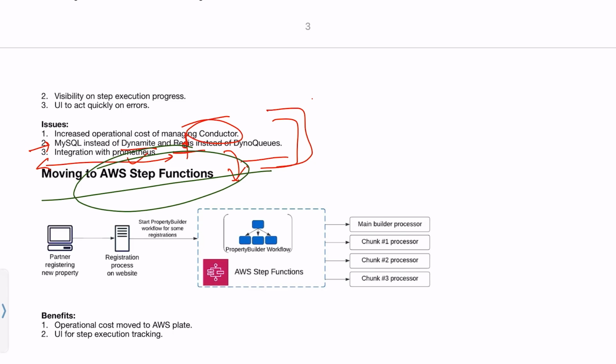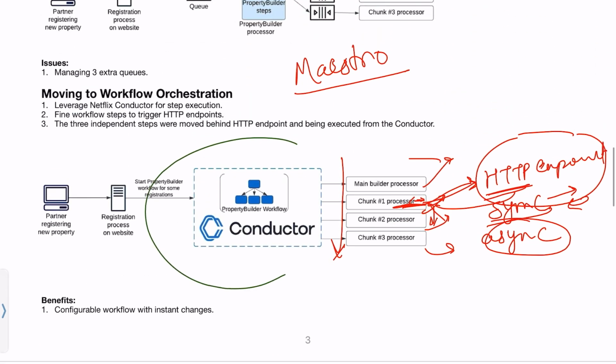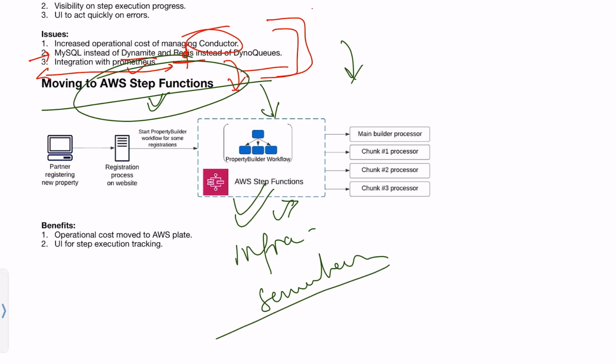Further improvement is that booking.com specifically moved to AWS Step Functions. So it simplified the architecture further. The idea is pretty simple. In place of Conductor, it just replaced it with AWS Step Functions. Since it's a managed service, you don't have to manage the infrastructure, whatever backend infrastructure it is using to host the queue or anything. It's a completely serverless solution which you can use to host your architecture.